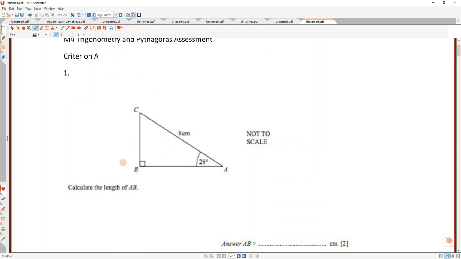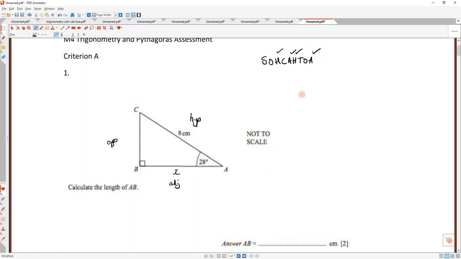So we have to calculate the length of AB. Okay, so let's call this X. Label our sides. Here's our angle. This is our opposite. This is the right angle, so this is the hypotenuse, which means that this side left over is the adjacent. I'm going to write down at the top, SOHCAHTOA. Tick what I know and what I want to find out. Okay, so I know the hypotenuse, and I want to find out the adjacent.